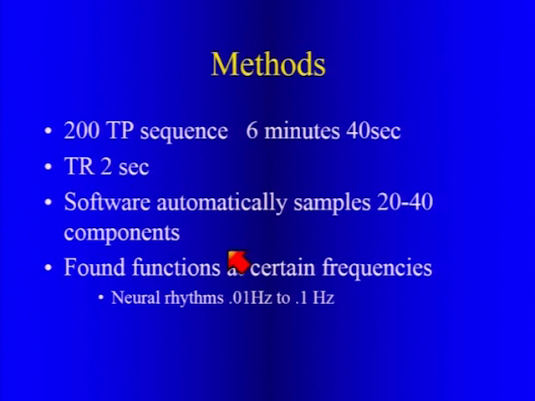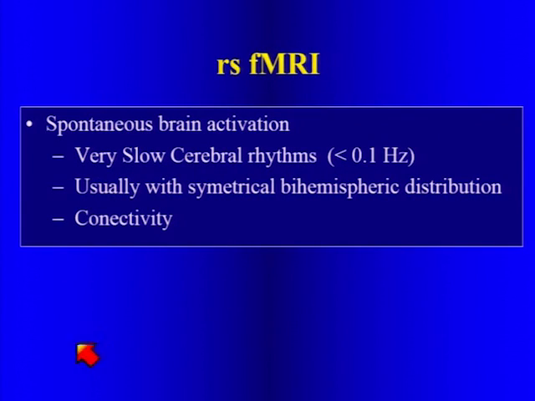So I think we went through this. It's a rather long sequence. It samples these components at different areas, from 0.01 hertz to 0.1 hertz, and it looks at these neural rhythms in the brain. Usually these areas are bihemispheric in distribution, and indeed it may show connectivity.